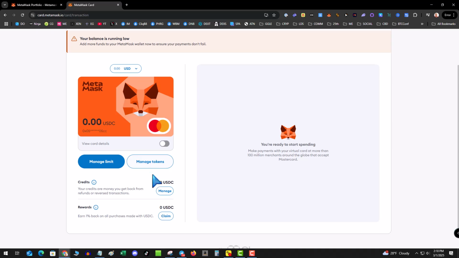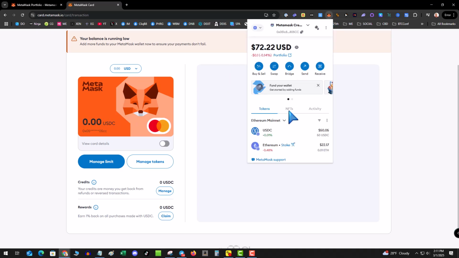And that is that it spends from this network called the Linea network. I think it's Linea, I might be pronouncing it wrong. So see how this says I have a zero balance, but when I go over here, I look, I have $50 USDC on the ETH side. So what you need to do to add funds to your MetaMask credit card is bridge over to the Linea network, which is a layer two, basically scaling.